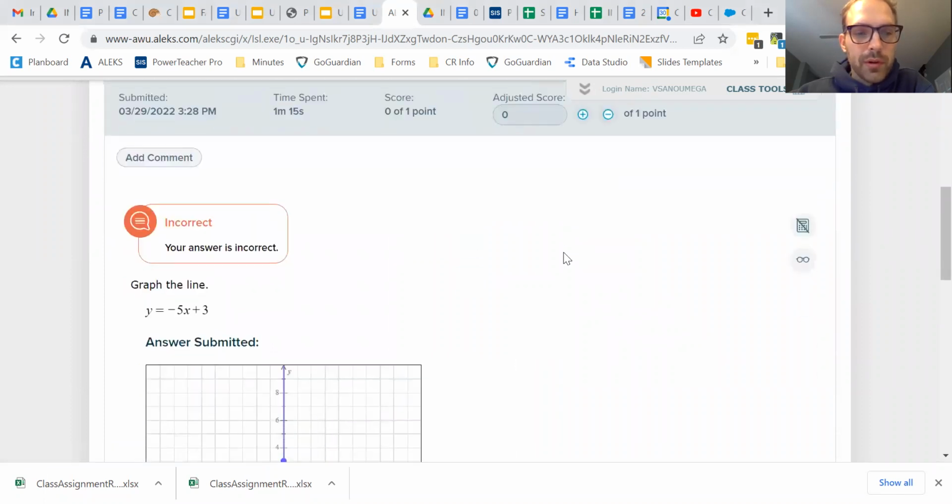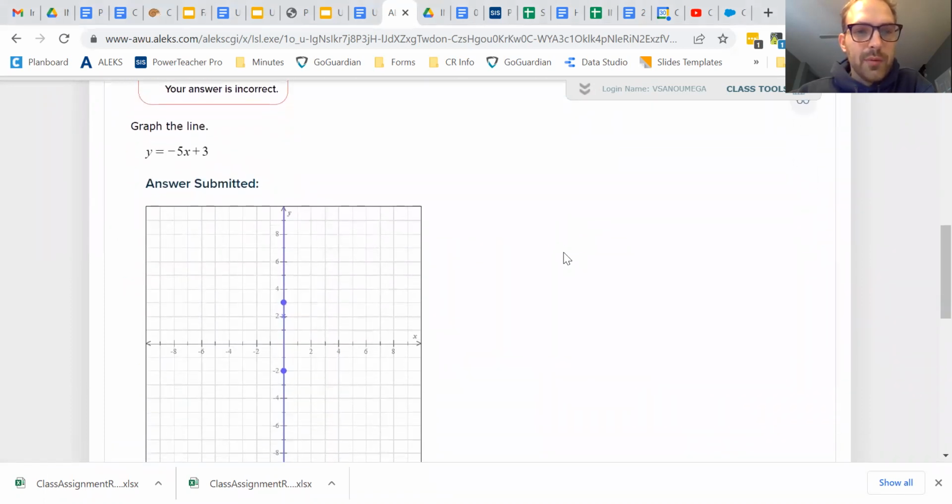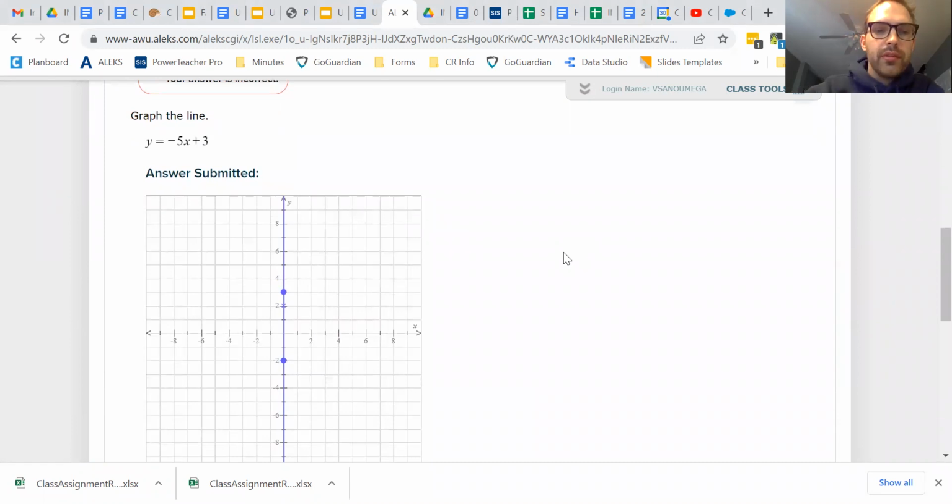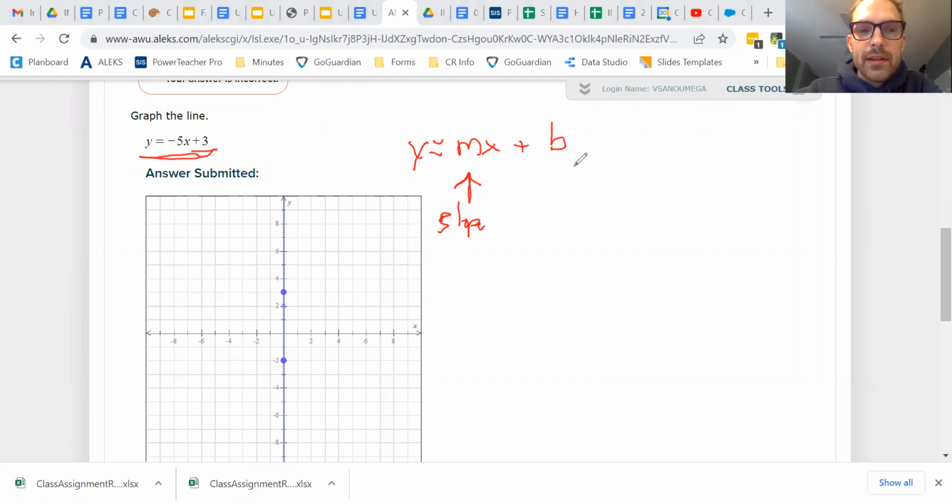Here's one with Tori's only mistake, and this is really helpful. You'll notice here's your equation in slope-intercept form: y equals -5x plus 3. Slope-intercept form is y equals mx plus b. M represents our slope. B represents our y-intercept. So if we look at what Tori did here, let's start with what Tori did correctly.